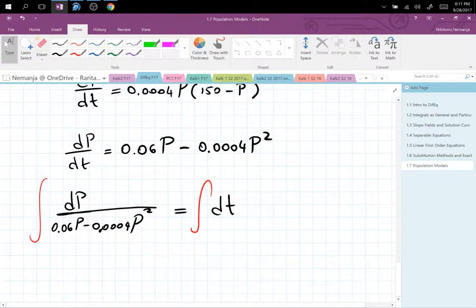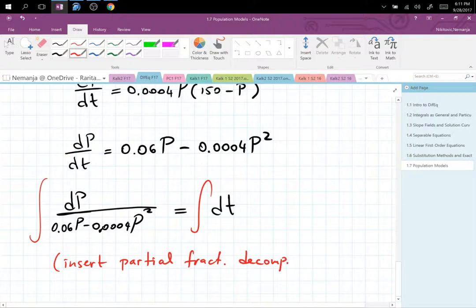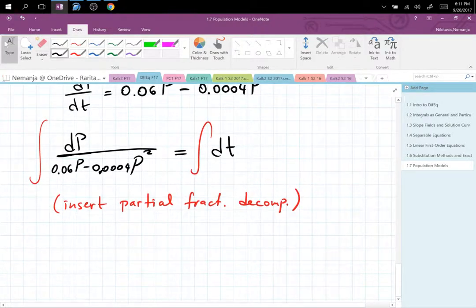And then what are we going to use? Separation, we did that already. Integration by parts? Nope, and nope, and nope. What do you mean, what are we going to use? There we go. Partial fraction decomposition. So insert partial fraction decomposition. There we go.